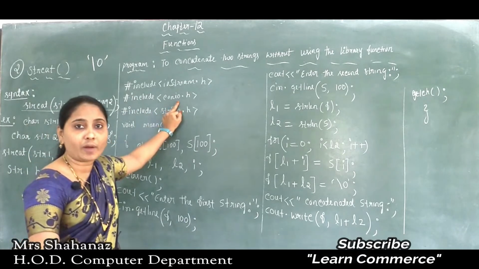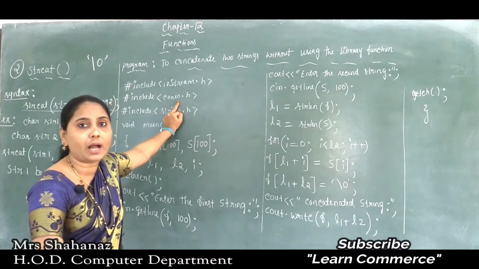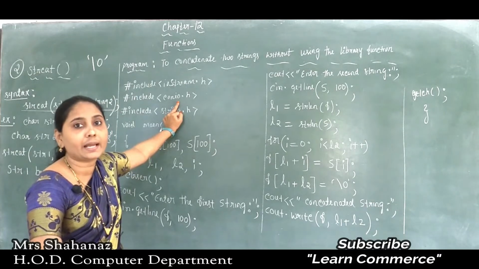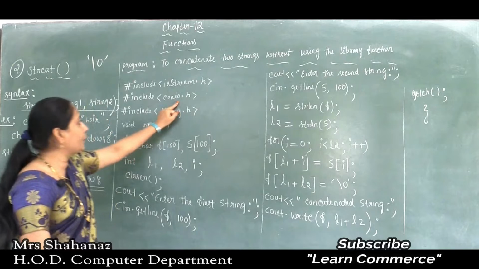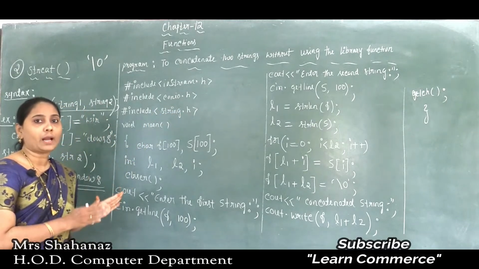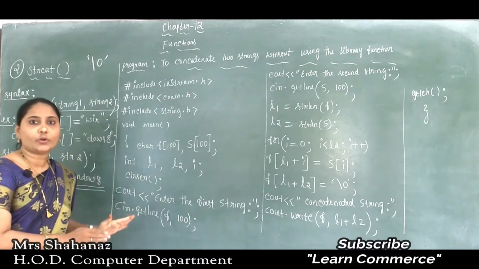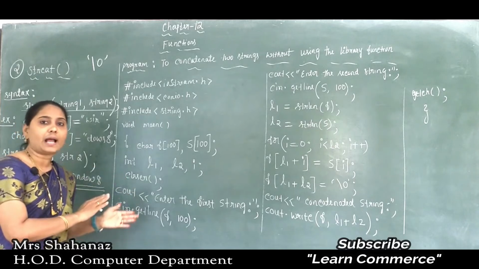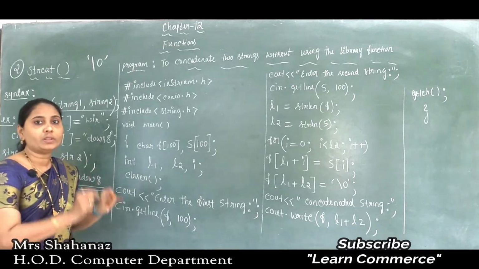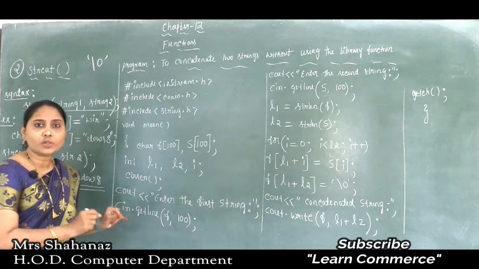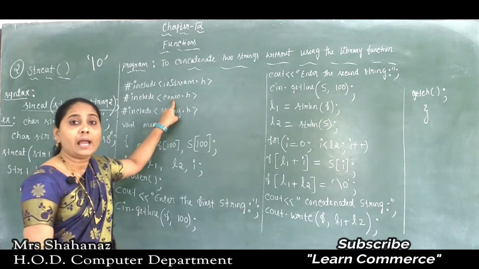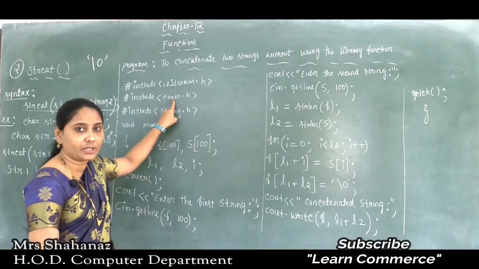Using this header file, the functions are clrscr, getch, okay? That means in the program we are going to use functions like clrscr as well as getch. So before using all those functions we need to use the header file conio.h here.